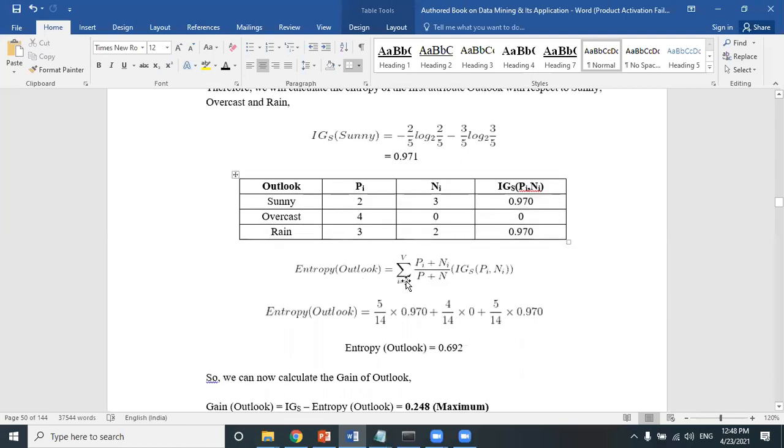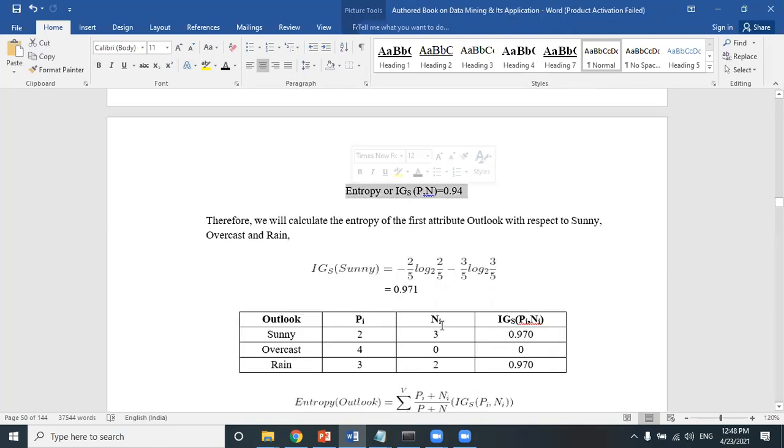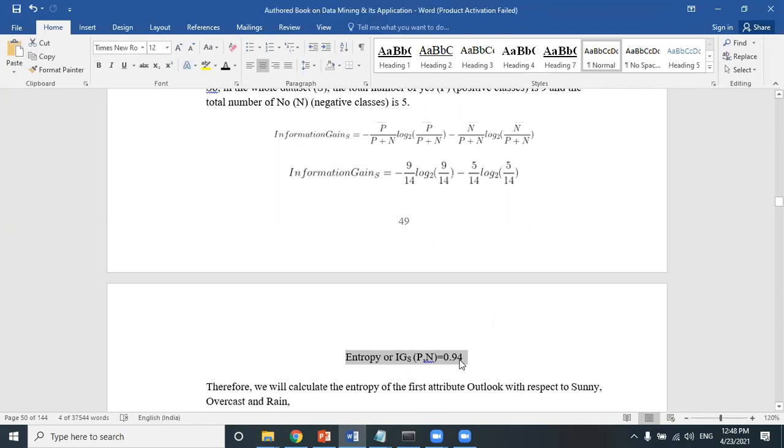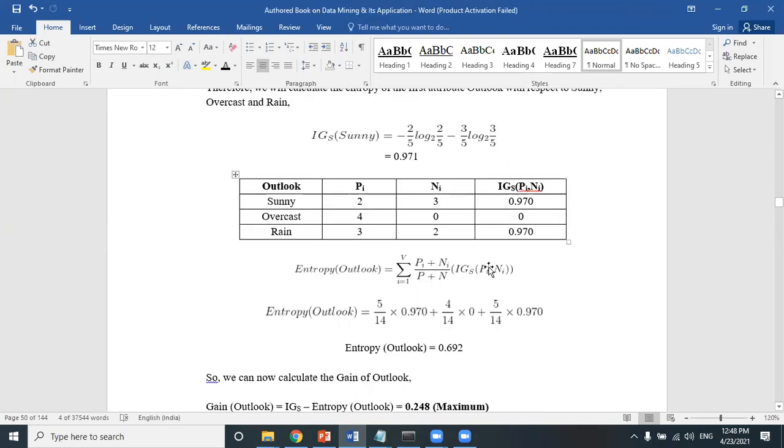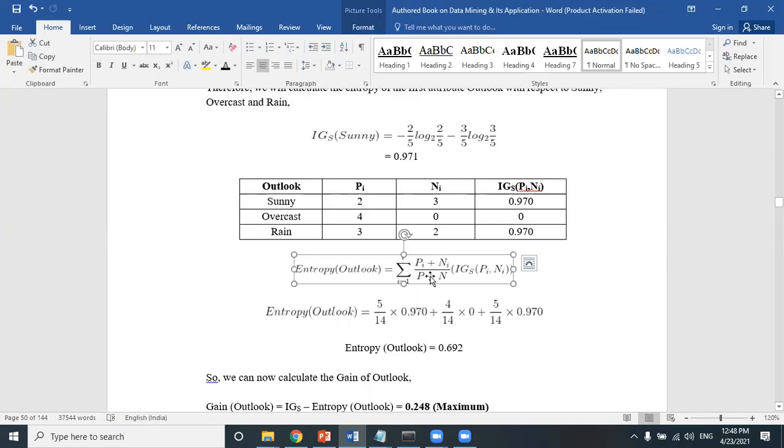Now we are again going to calculate the entropy of the entire attribute outlook. How can we calculate the entropy of the entire attribute? By the help of this formula, summation i equal to 1 to v, (pi plus ni) divided by (p plus n), into information gain of the entire system. Which one is this one? Information gain of the entire system, this one. Okay, information gain of the entire system 0.94 is this one.